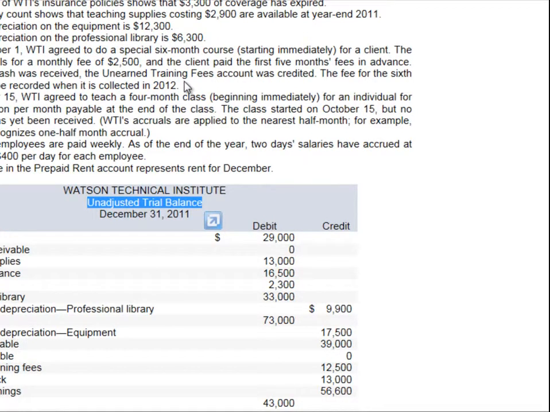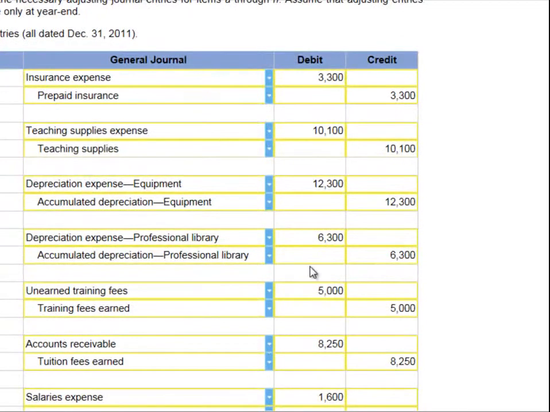So we're at the end of this year, 12/31. We want to figure out how much did we earn. We earned November and we earned December. We need to move it out of the unearned training fees, the liability, and into revenue. So $5,000, 2 months at $2,500. So debit and credit $5,000. We debit unearned training fees, the liability, to reduce it. We credit the revenue called training fees earned. The key thing here is make sure to pull down the right account name.